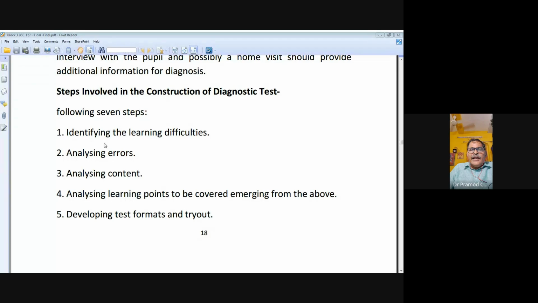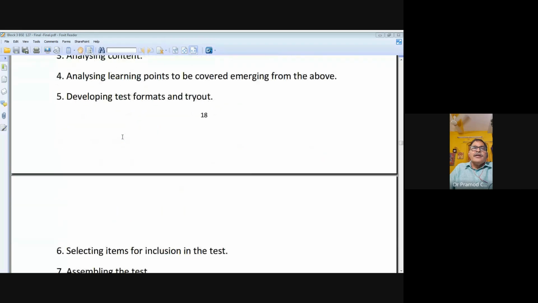So first identify the learning difficulties, then analyze the error. After that, analyze the content. Next, you must cover the emerging situation of the child. After that, you will have to develop the test and format, and try out the test. Then after that, you will get a conclusion.